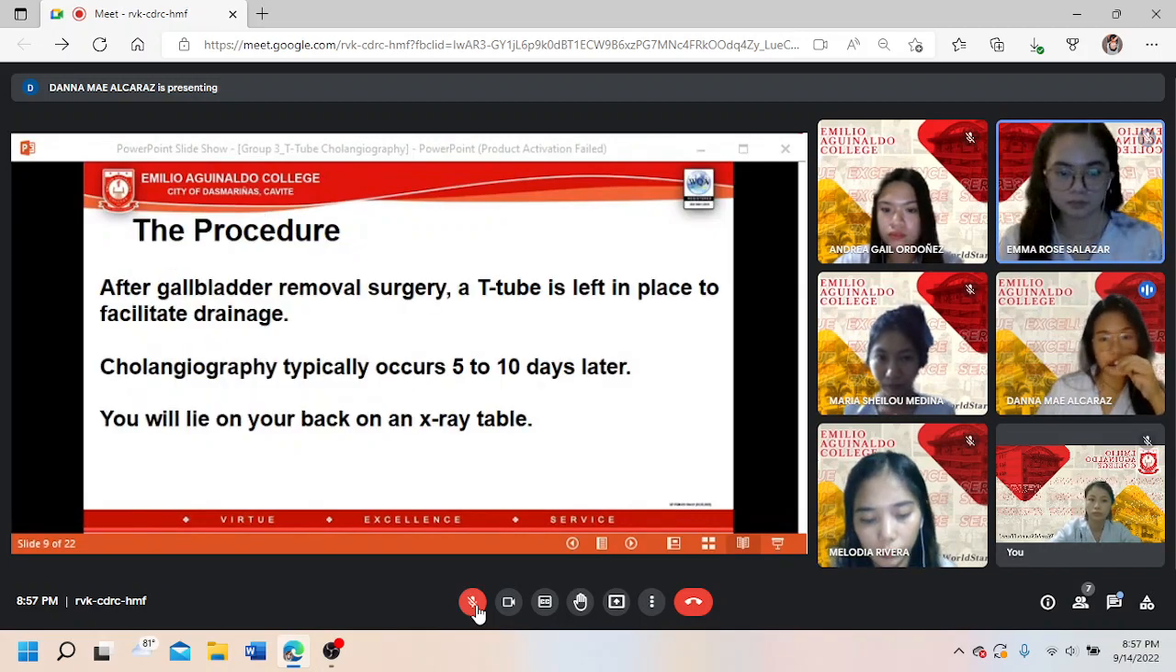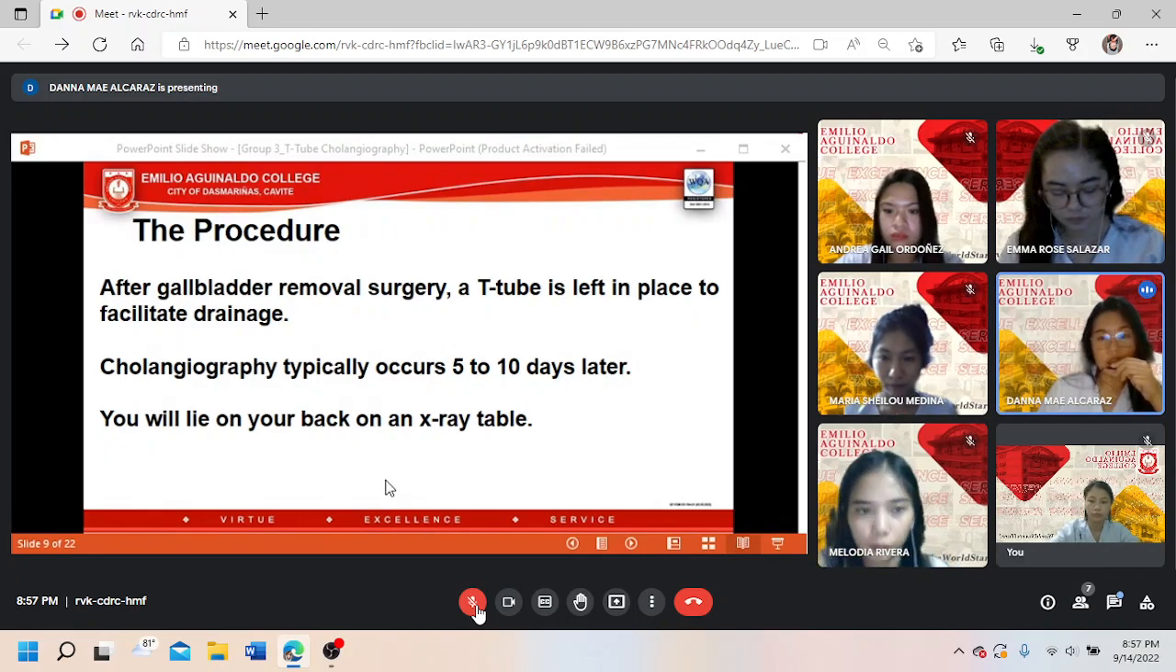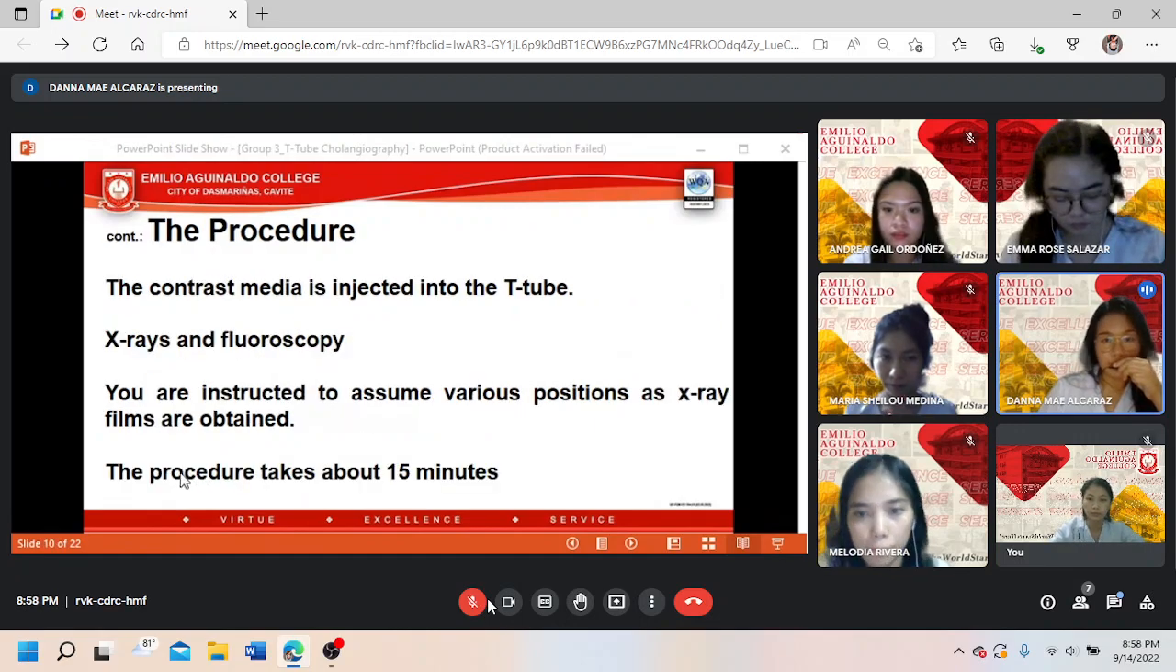How the T-tube cholangiography procedure works. After the gallbladder removal surgery, a T-tube is left in place to facilitate drainage. Cholangiography typically occurs 5 to 10 days later. You will lie on your back on the X-ray table, and an antiseptic solution is used to cleanse the T-tube before inserting the contrast media. The contrast media is injected into the T-tube.